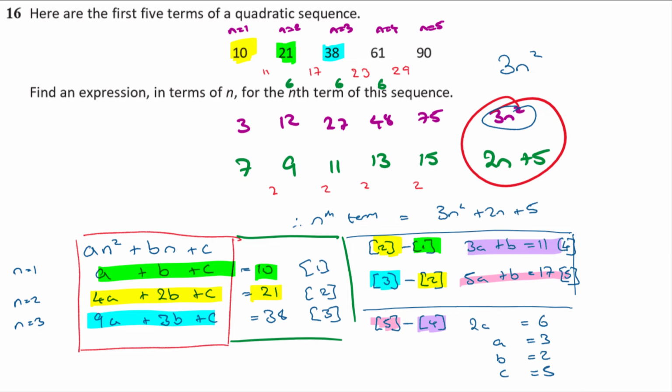Then going back to our original form, an squared plus bn plus c, we just got to sub those values in. Therefore, the nth term is equal to 3n squared plus 2n plus 5.